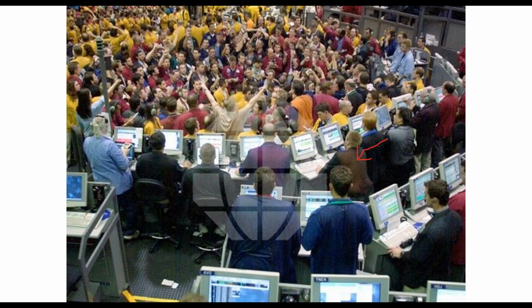So that's me with the arrow coming out of my head back in the late 90s, early 2000s on the floor of the Chicago Mercantile Exchange. It's when I was trading NASDAQ futures. I got into the business. First 5 years, I traded NASDAQ futures, then I traded bond futures, and then in 2011, I was a market maker on the Chicago Board Options Exchange.